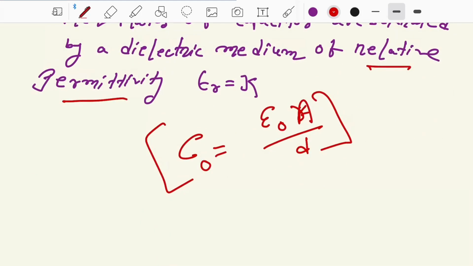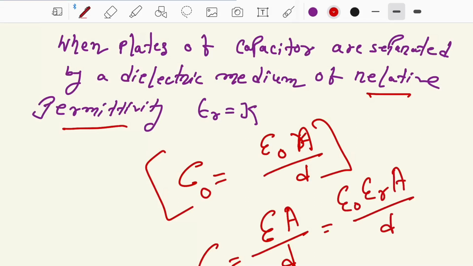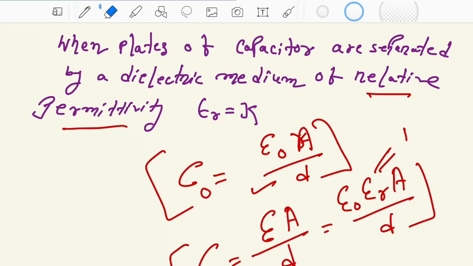Now if you place some dielectric medium, then what will be C? Then you cannot write epsilon naught, then you have to write the permittivity, okay, so this is the permittivity, and what is the relation? Epsilon naught epsilon r A by D, if you consider a different medium. For air, we already mentioned that epsilon r is equal to 1 for air or vacuum, so we can write it like this. But in case of a different dielectric medium, then you have to write all these things.